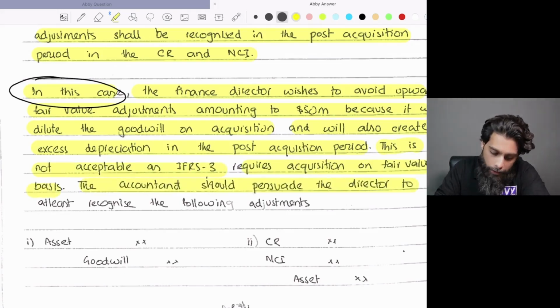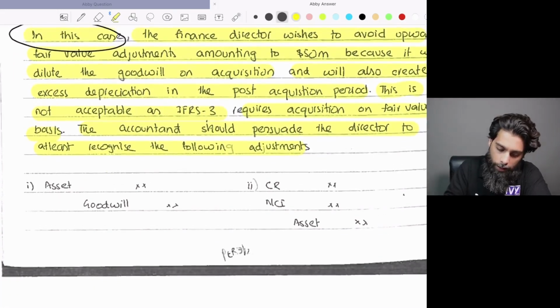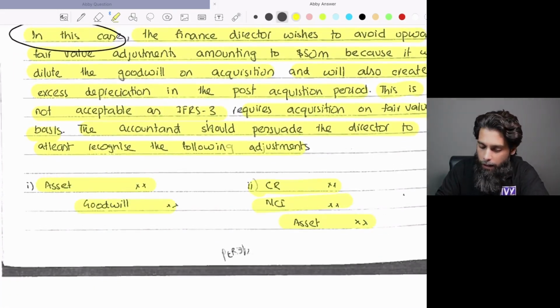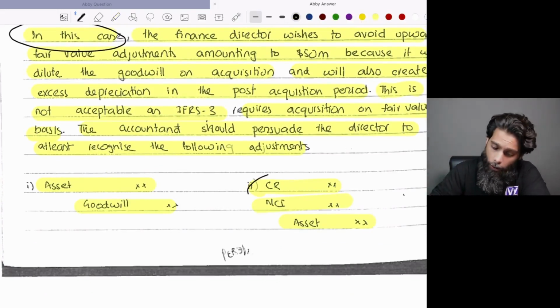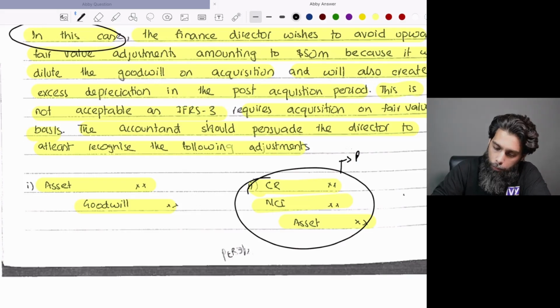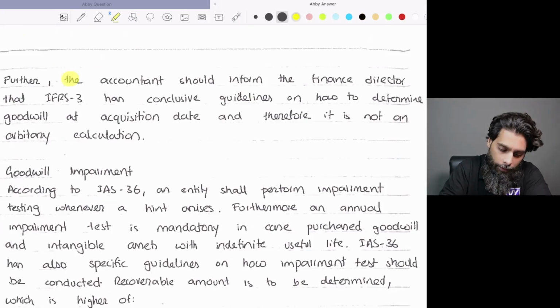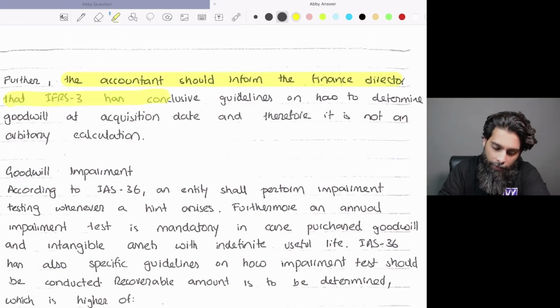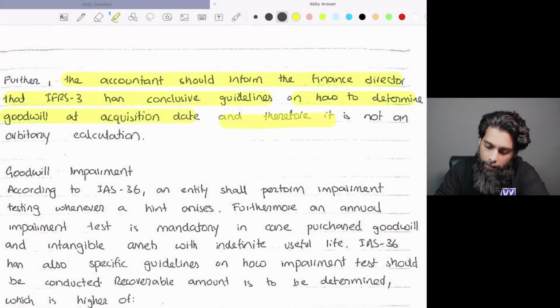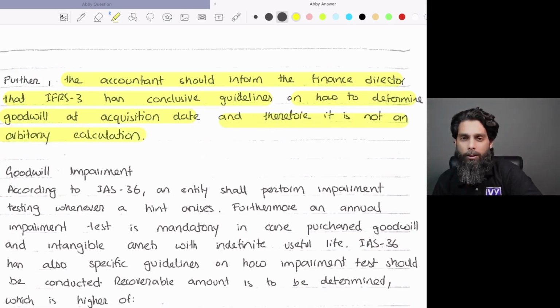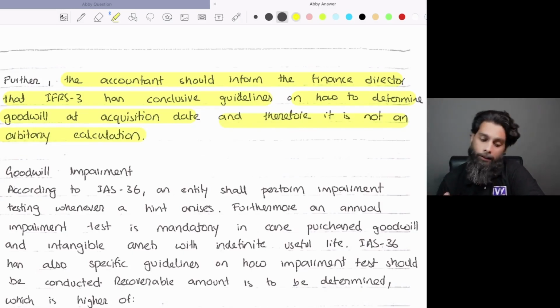The accountant should persuade the director at least to recognize the following adjustments: asset debit, goodwill credit, CR, NCI debit, asset credit for any post-acquisition excess depreciation, right? Make sense? Further, the accountant should inform the finance director that IFRS 3 has conclusive guidelines on how to determine goodwill at acquisition date, and therefore it is not an arbitrary calculation. The idea that goodwill is an arbitrary calculation is not true. It's a false perception of the finance director.